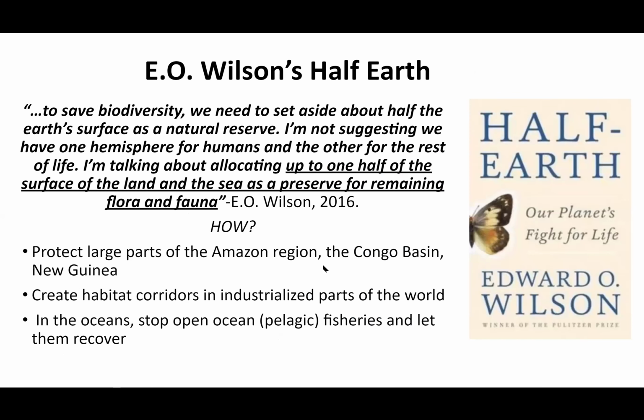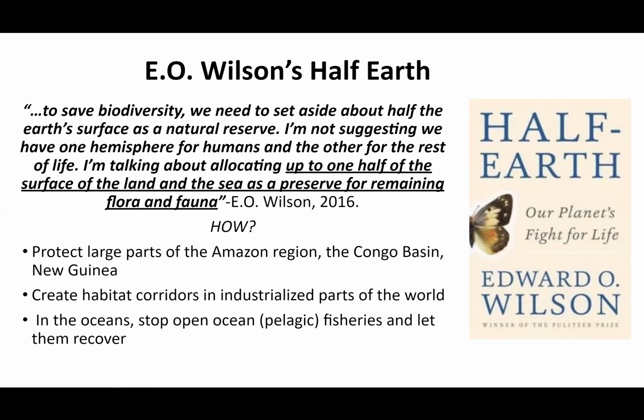Now, we can actually sort of conceptualize what biodiversity conservation would need to look like. And we can actually do this with our friend E.O. Wilson, and he has a fantastic quote. E.O. Wilson says, "To save biodiversity, we need to set aside about half the Earth's surface as a natural reserve. I'm not suggesting we have one hemisphere for all humans and the other half for the rest of life. I'm talking about allocating up to 1/2 of the surface of the land and the sea as a preserve for the remaining flora and fauna."